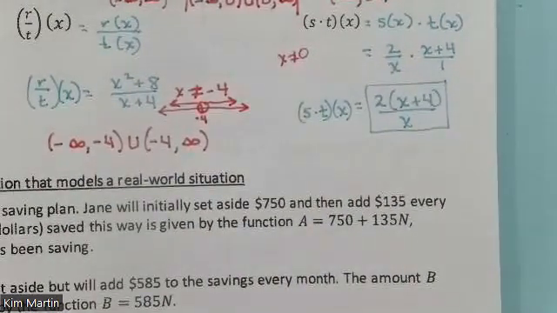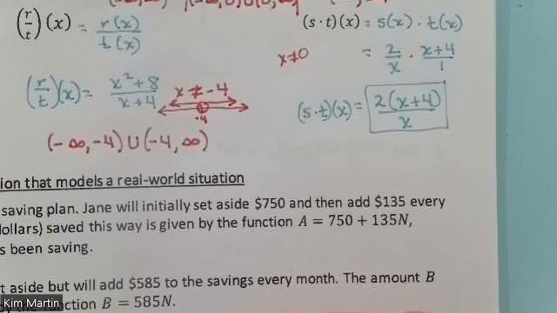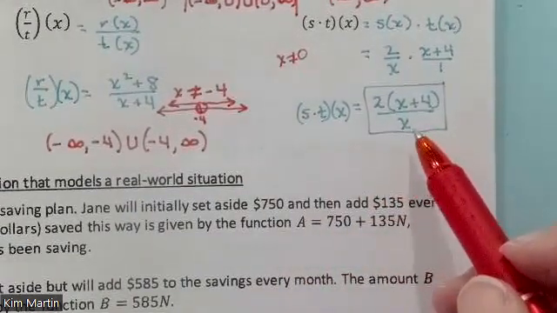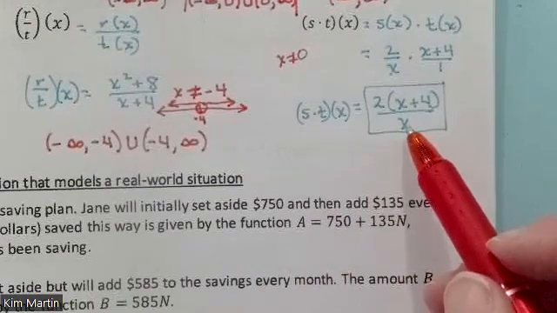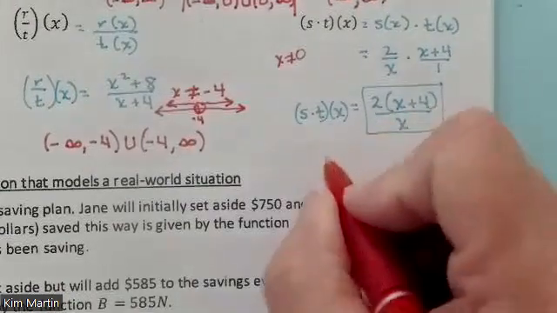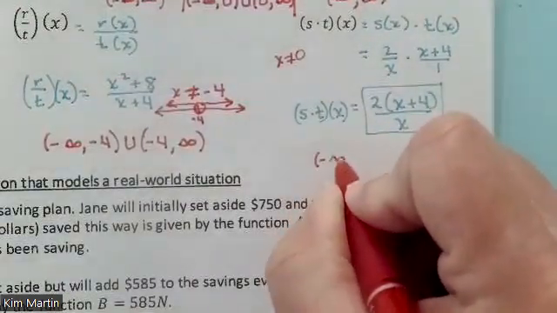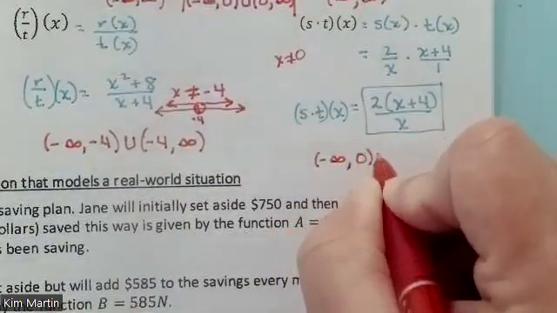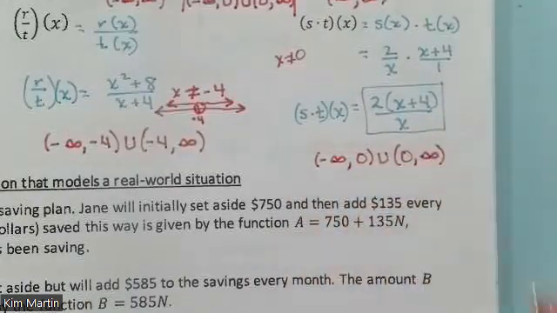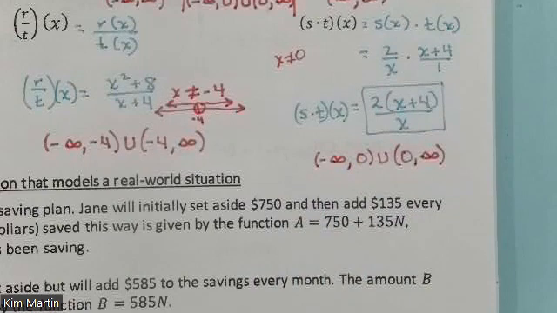But still, it was 0, right, to begin with? X couldn't equal 0. Do we have any new ones, or is x still can't be equal to 0? Still can't, right? So we didn't add anything to it. So we're going to go negative infinity to 0 and 0 to infinity is the domain. Okay? Any question?